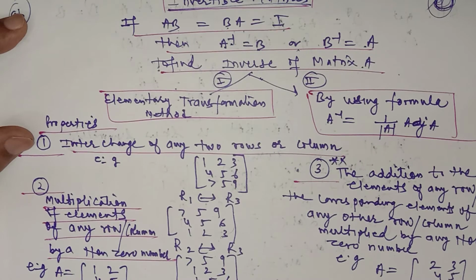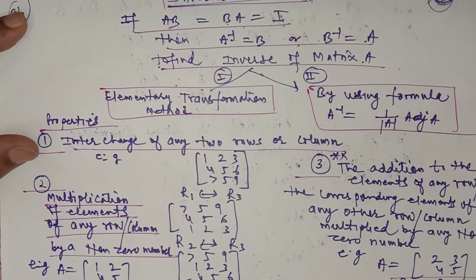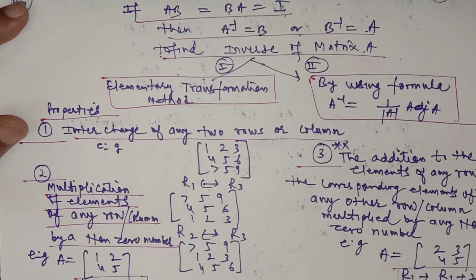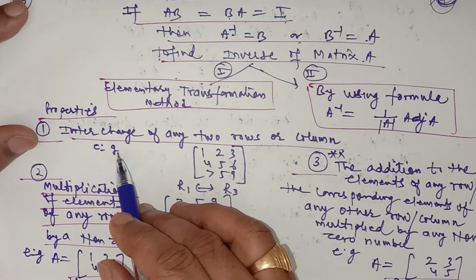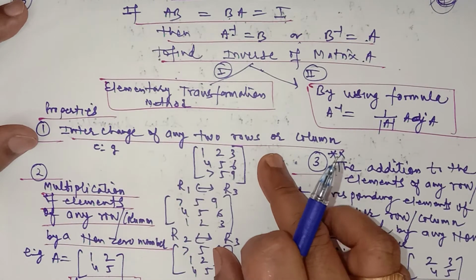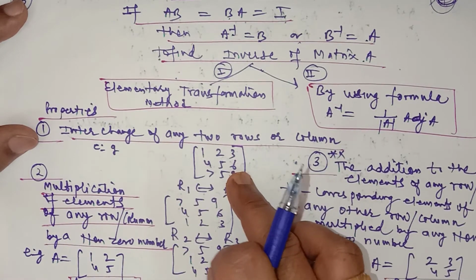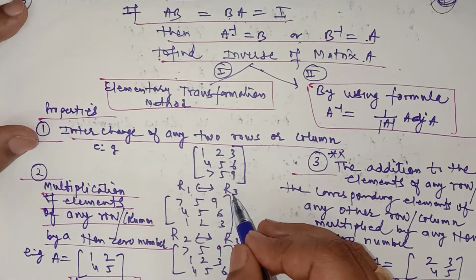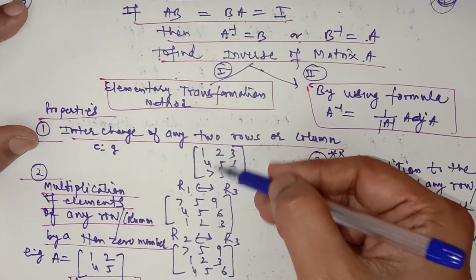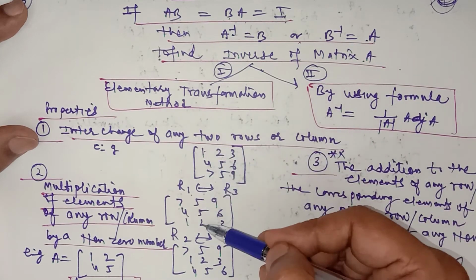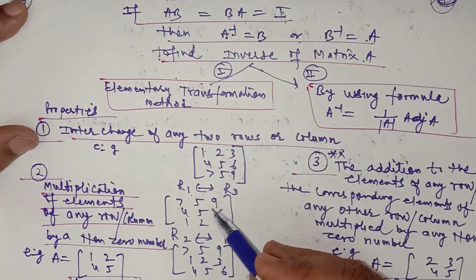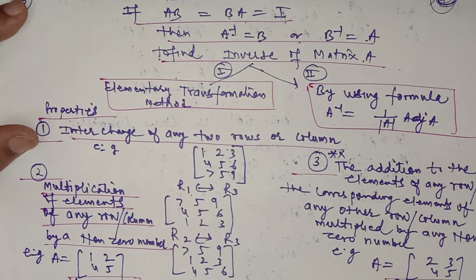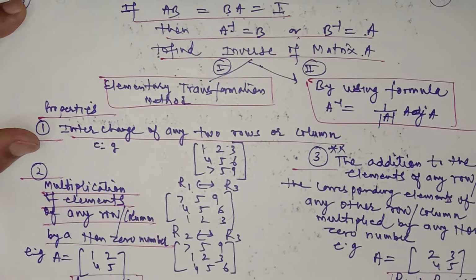Now there are some properties to solve by the elementary row transformation method to find the inverse. The first property is that we can interchange any two rows or columns of a given matrix, on the left hand side as well as the right hand side. For example, row 1 interchanged with row 3: the first row will come third and the third row will come first. This is known as interchanging rows and columns.